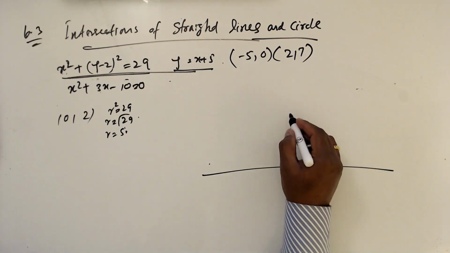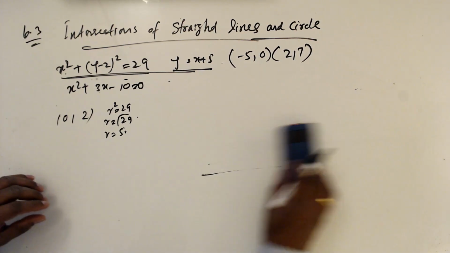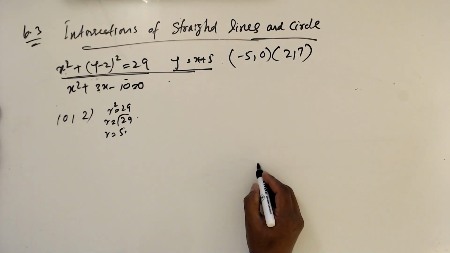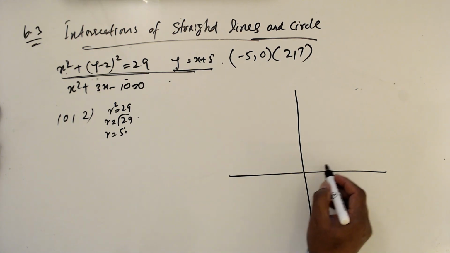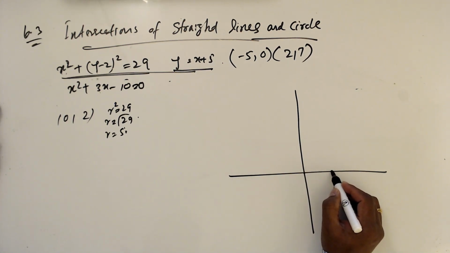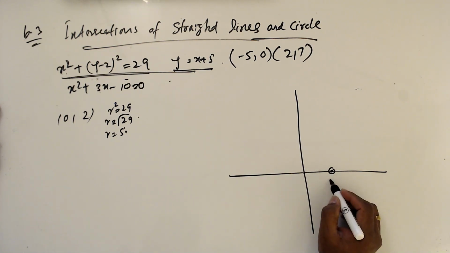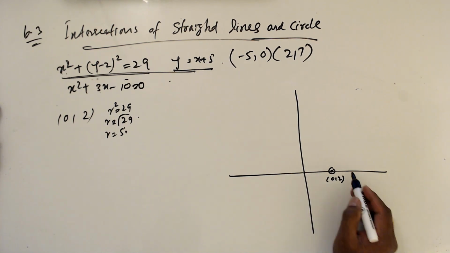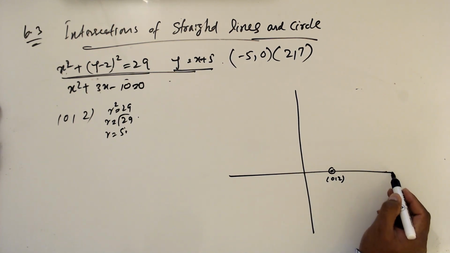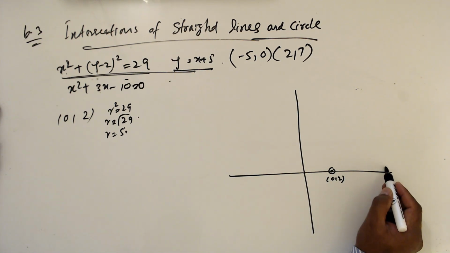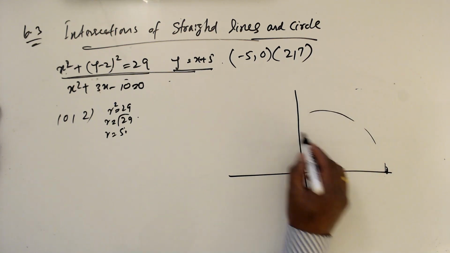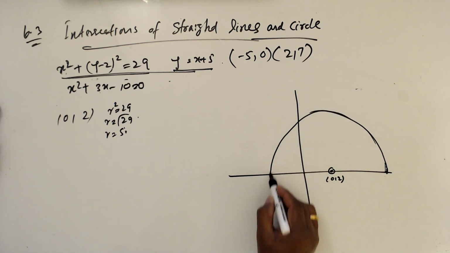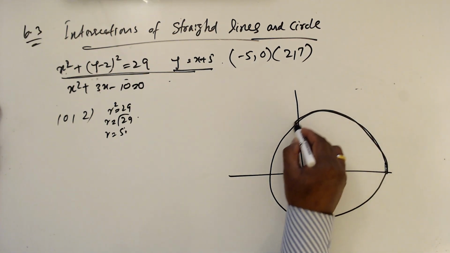So this is 0, 2. This is the center, 0, 2. And 2 plus 5, 7, somewhere. More than 7. It's going like this.